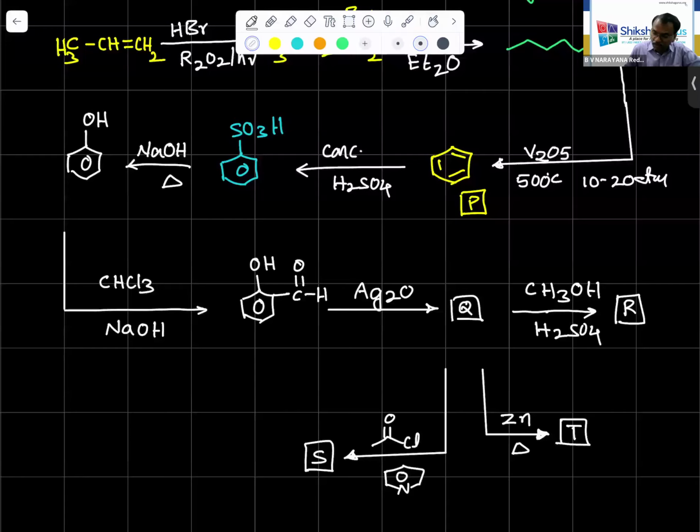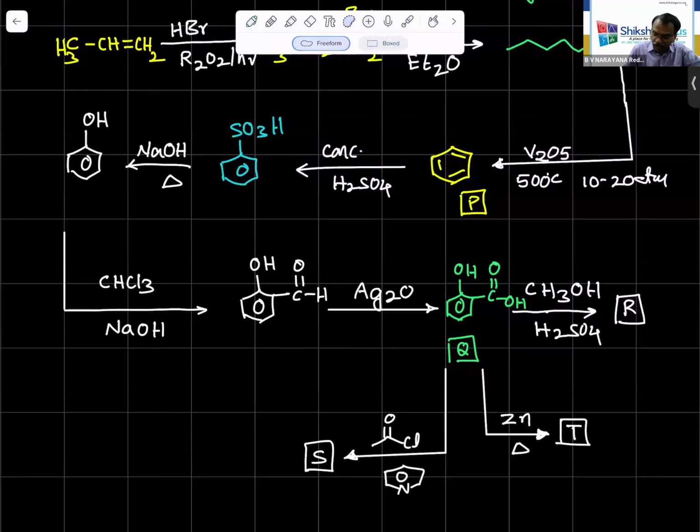What will happen? It oxidizes the aldehyde group into a carboxylic acid. This is compound Q. What is happening here? Here the aldehyde group undergoes oxidation and converts into a carboxylic acid. Right, this is salicylic acid. Ortho-hydroxybenzoic acid is also called salicylic acid. This is compound Q.